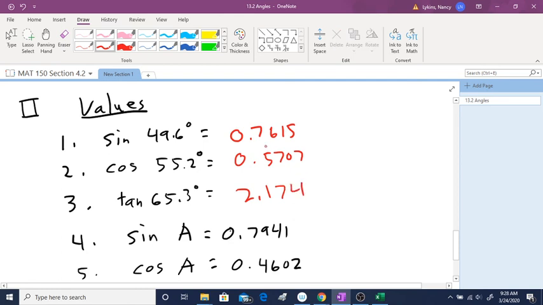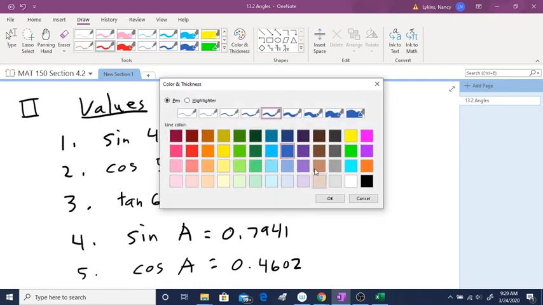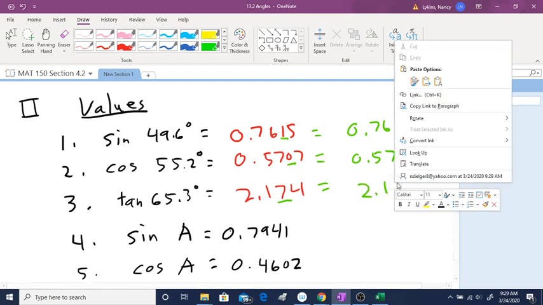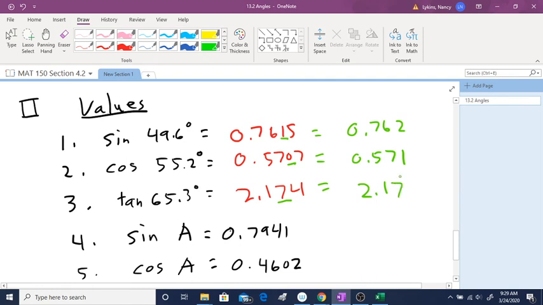Now, since every one of these has one decimal, that means you're going to have 3 significant digits. So all I'm doing is I'm marking the third significant digit in each one of these. So this is what our answers should look like. 0.76, that 1 turns into a 2. 0.57, the 0 turns into a 1. And the last one, 2.1, the 7, actually in this case, stays the same.